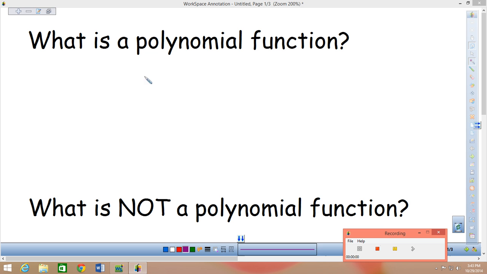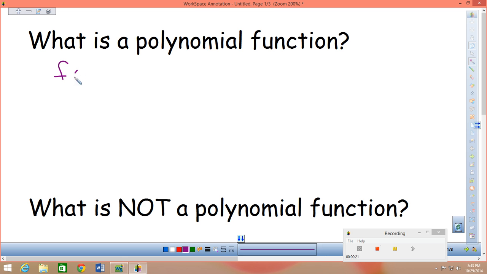Let's talk about polynomial functions. First of all, what is a polynomial function? A polynomial function is a function where x is raised to a whole number power. For example, if I've got f of x equals 3x squared plus 2x minus 4, this is a polynomial function.